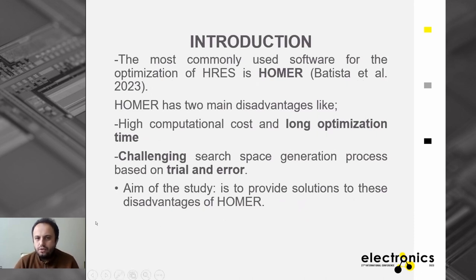The most commonly used software for the optimization of hybrid renewable energy sources is Homer. But Homer has two main disadvantages: high computational cost and long optimization time, and a challenging search space generation process based on trial and error. The aim of the study is to provide solutions to these disadvantages of Homer.